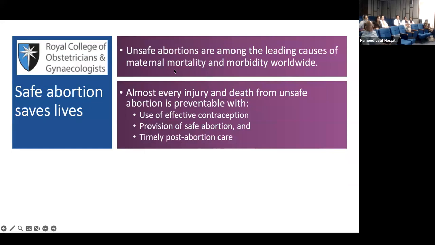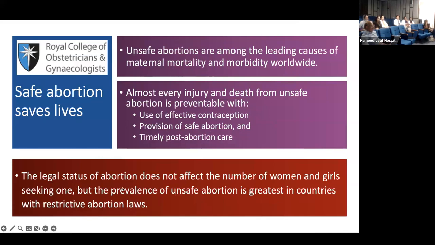What does the Royal College say? Unsafe abortions are among the leading causes of maternal mortality and morbidity. Use of effective contraception prevents unsafe abortion, along with timely post-abortion care. Legal status of abortion does not affect the number of women and girls seeking one, but the prevalence of unsafe abortion is greatest in countries with restrictive abortion laws.